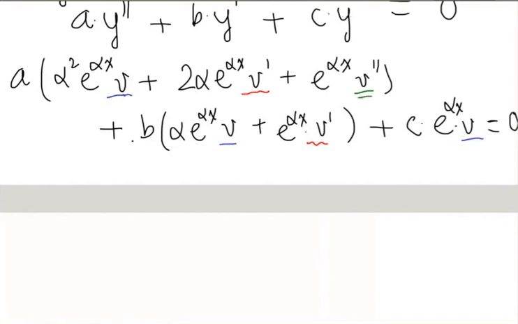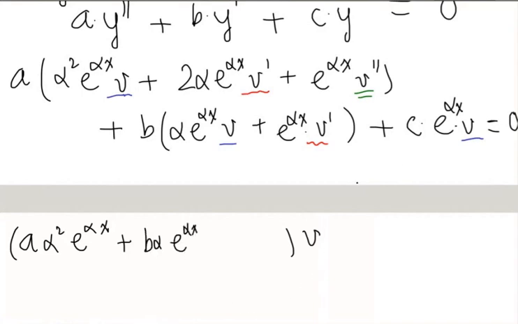So for v, what do we have? Distribute this, we have a alpha squared e to the alpha x. So I will factor the v out. That's first for v. And the second term for v here, we have b alpha e to the alpha x. And lastly, we also have c e to the alpha x.